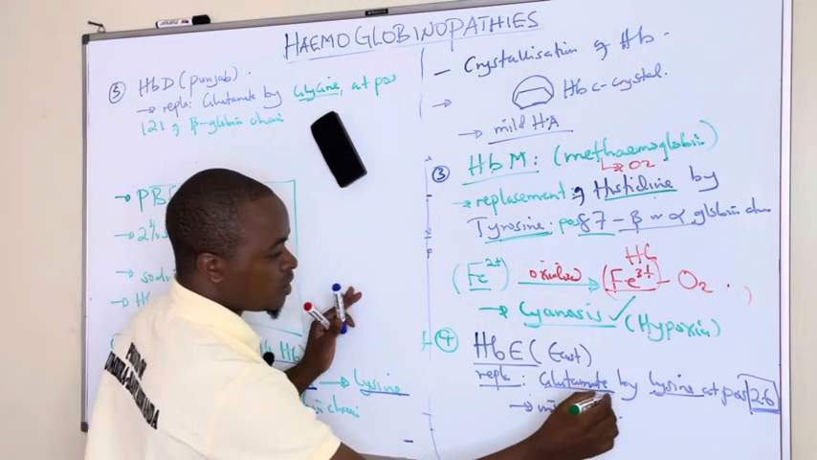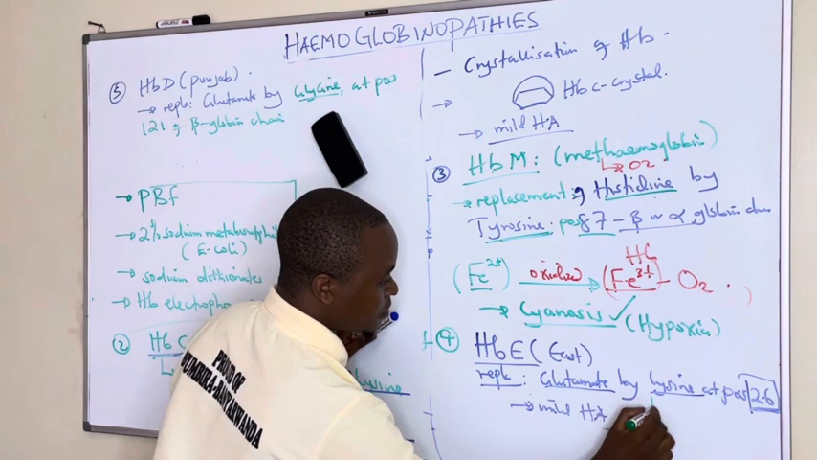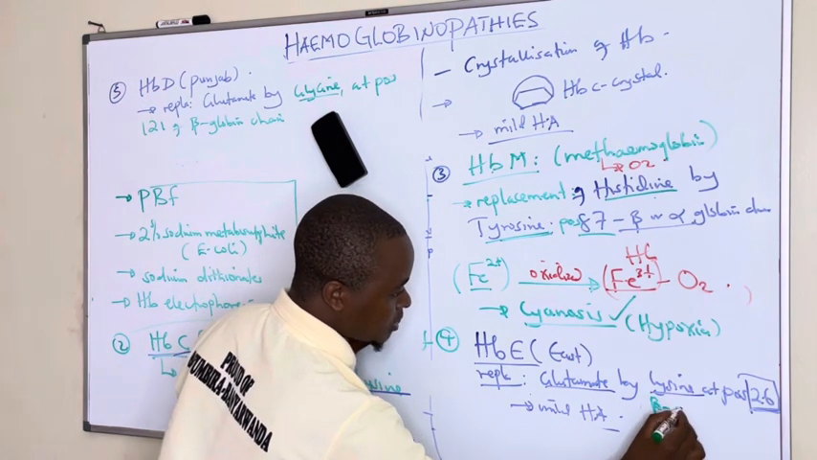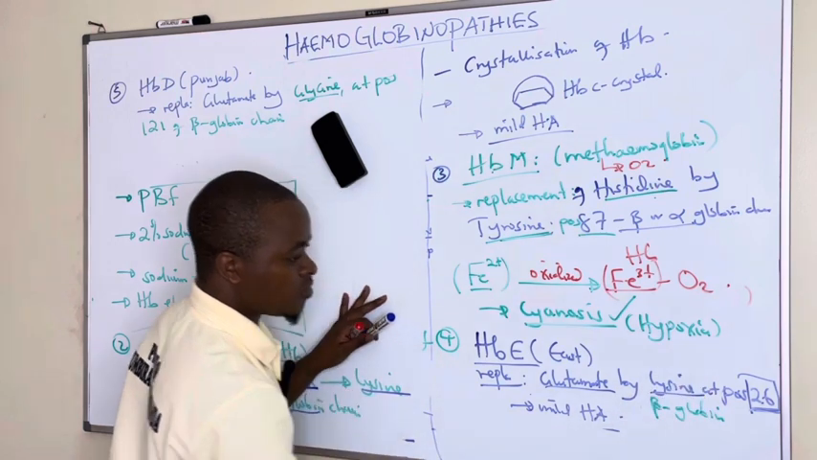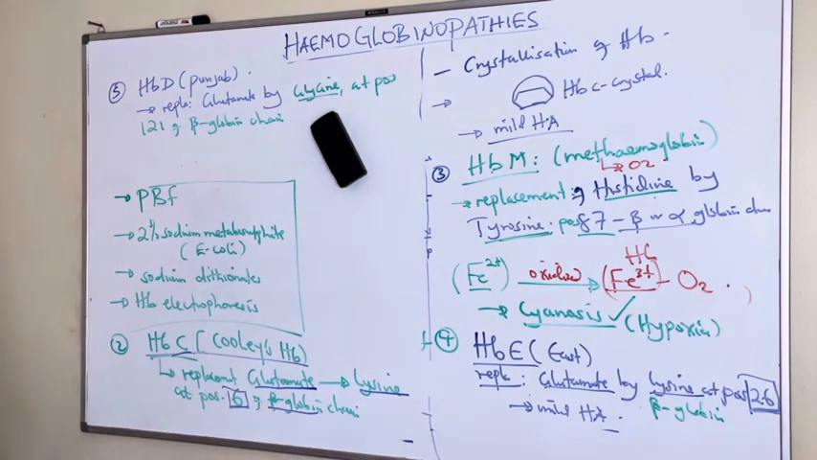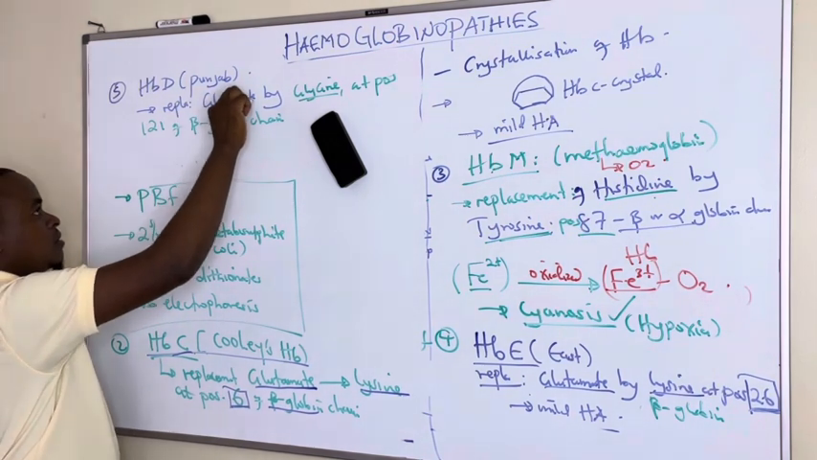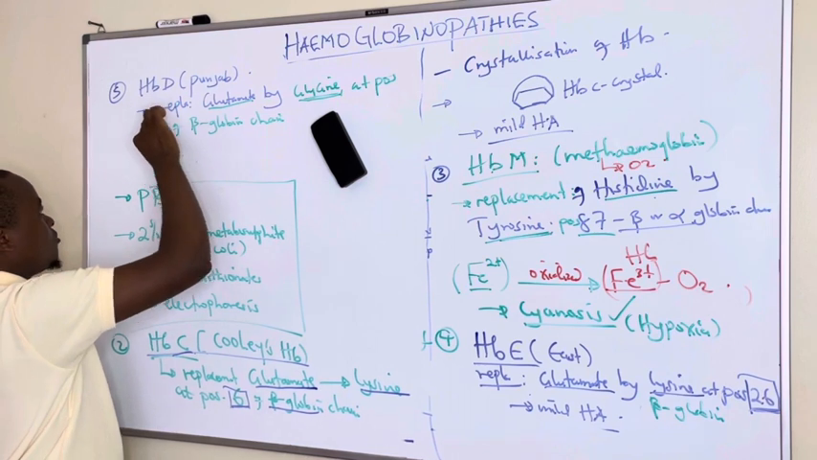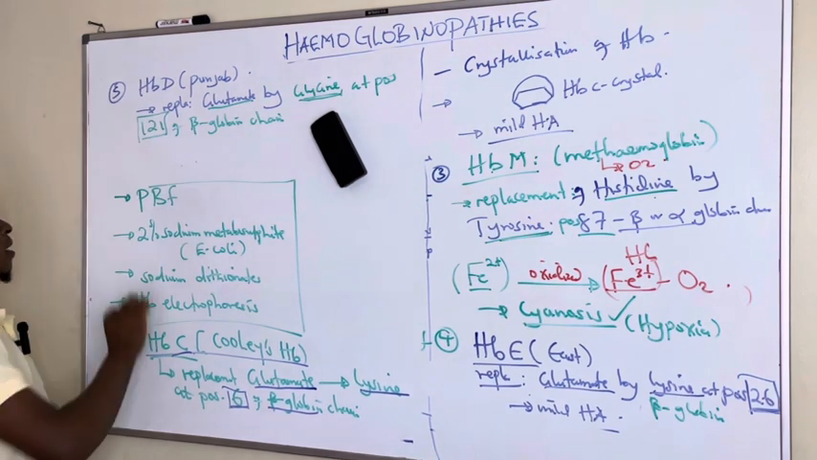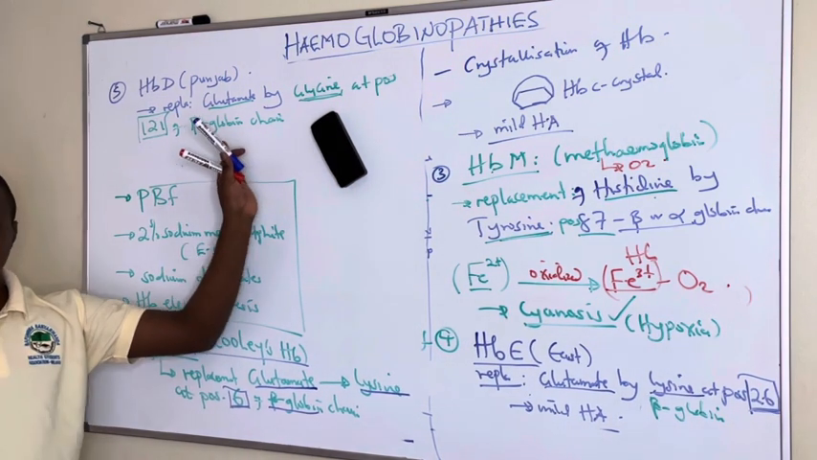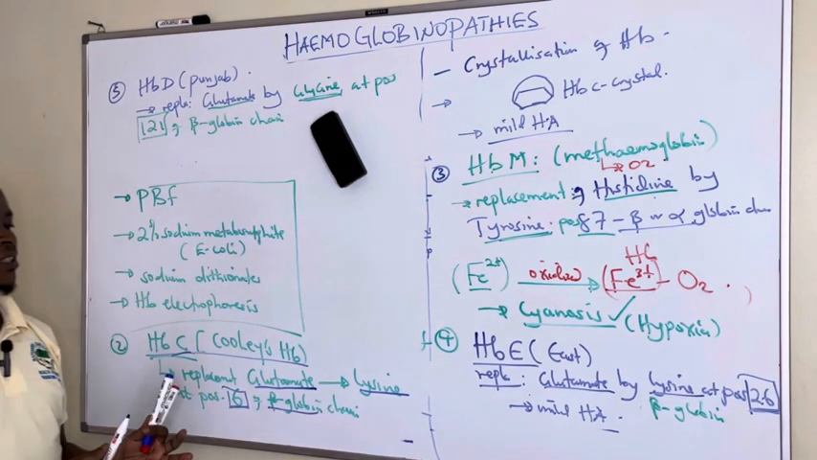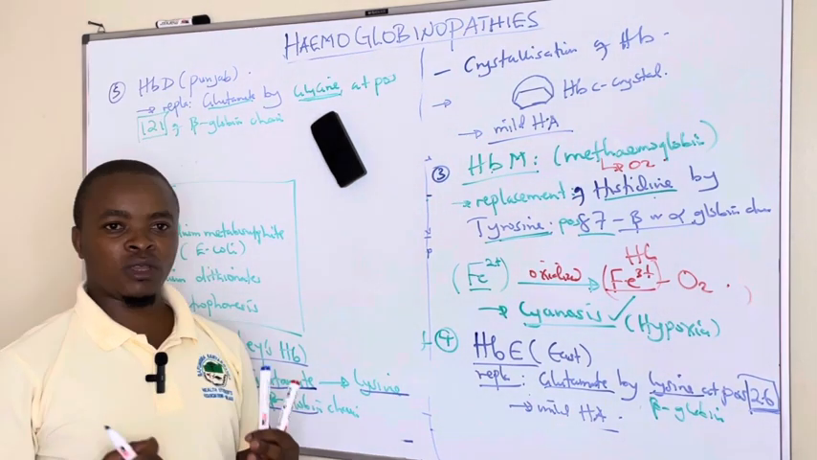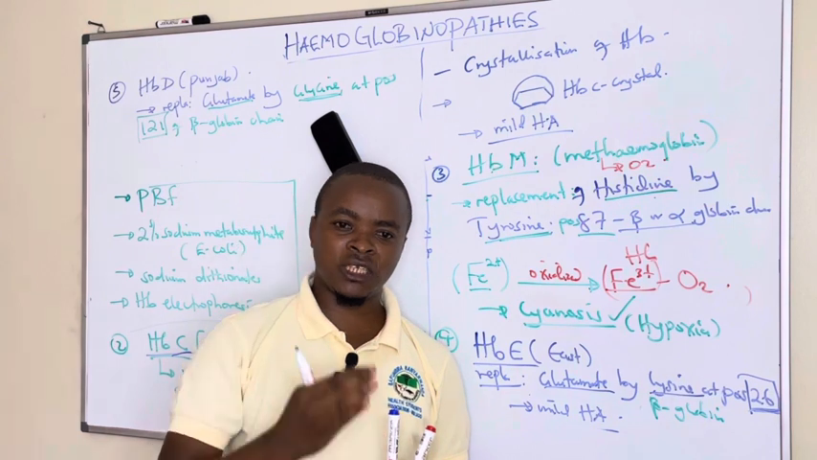Even this replacement was occurring on the beta. We see mutation occurs mostly on the beta globin chain of the hemoglobin. So for HBD, we are replacing glutamate with glycine at position 121 of the beta globin chain. So these are different hemoglobinopathies that we can always see happening due to mutation.